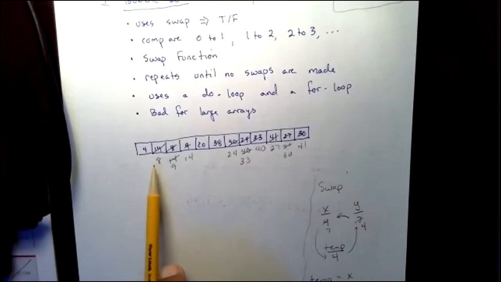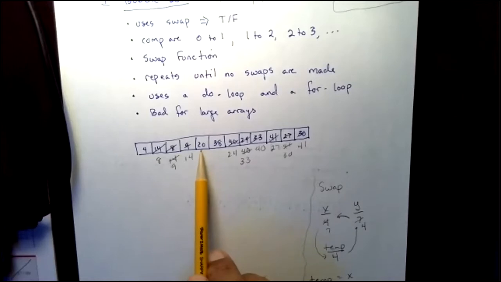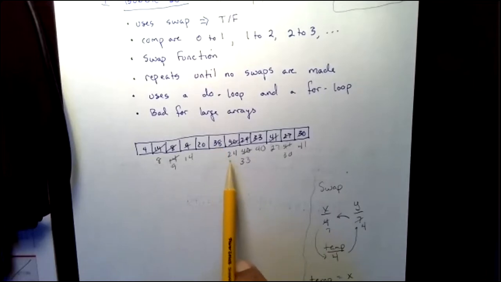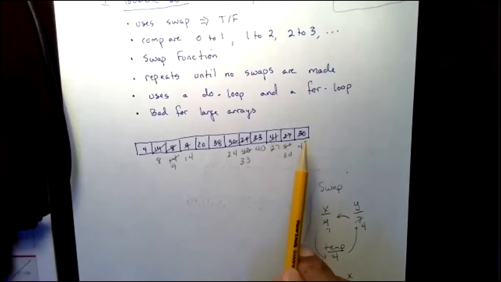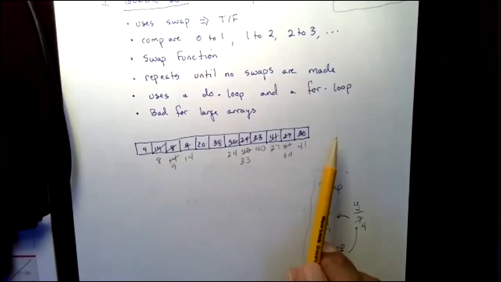4 and 8, they're good. 8 and 9, they're good. 9 and 14, they're good. 14 and 20, they're good. 20 and 28, they're good. Or excuse me, 38. 38 and 24, I'd need to swap. Okay, and so I'm going to keep going through and say, okay, I did swap. Guess what? I need to go through again.